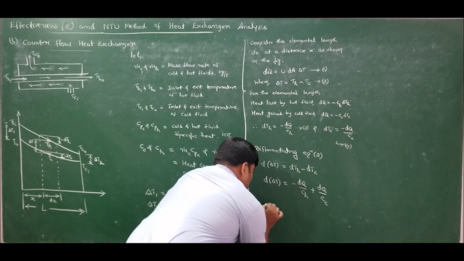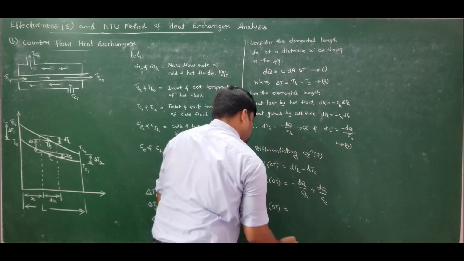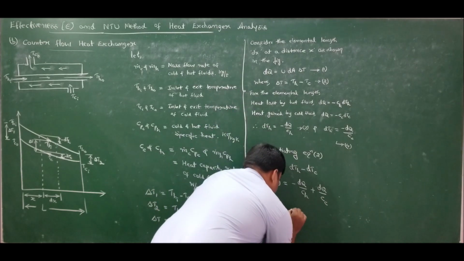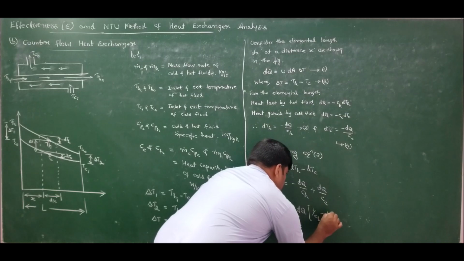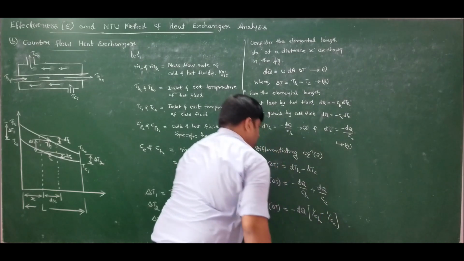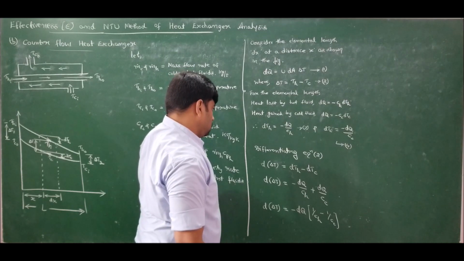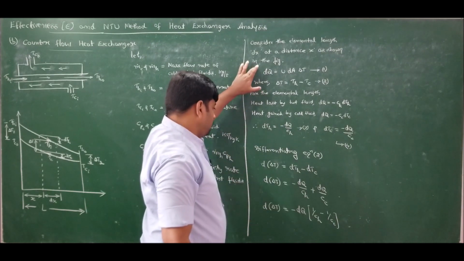So now if I take dq common, I will get d of delta T is equal to, if I take minus dq outside, minus dq of 1 by Ch minus 1 by Cc. Correct? Yes, right.